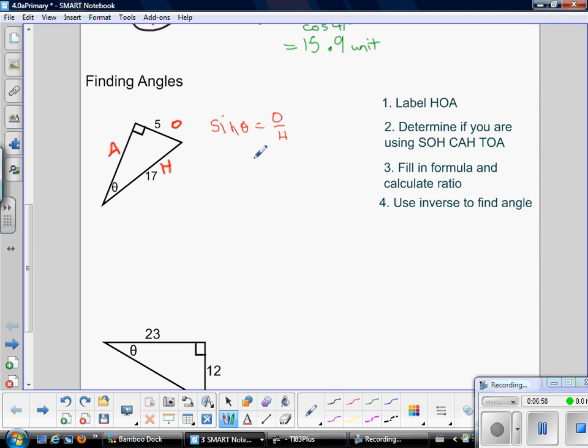So we're going to fill in what we know. This time we do not know theta. However, we do know our opposite and our hypotenuse. So we've filled in the formula. Now we want to calculate this ratio. Remember, with a ratio, we want to keep 4 decimal places for sure. Now we're at step number 4, use inverse to find our angle. So our theta in this case is going to be the sine inverse of our ratio. We usually put brackets around that. And when we do that, we end up with approximately 17.1 degrees.